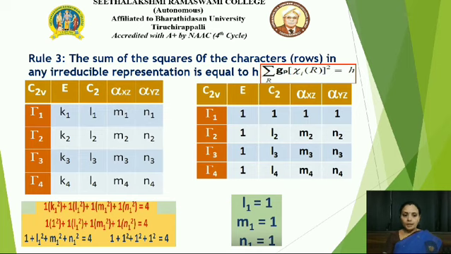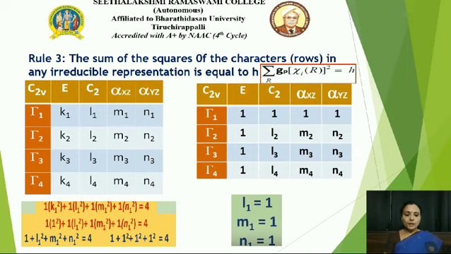By applying rule number 3, the sum of the squares of the characters, that is chi, in any irreducible representation is equal to h, the order of the group. For example, for the C2V point group, 1 into K1 squared plus 1 into L1 squared plus 1 into M1 squared plus 1 into N1 squared. That is, here the sum over g of chi_i(R) squared equals the order of the group. Here g represents the symmetry operation. Here it is 1 into K1 squared plus 1 into L1 squared plus 1 into M1 squared plus 1 into N1 squared equal to 4, because 4 is the order of this group.